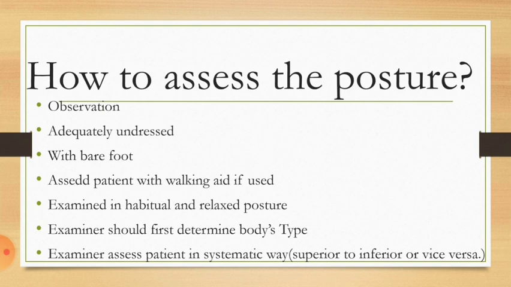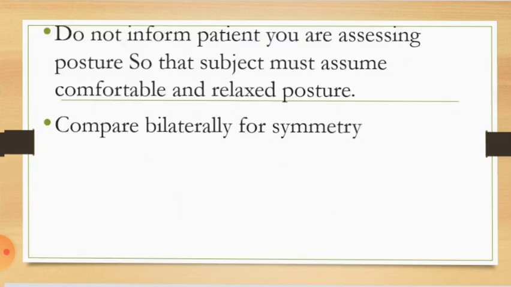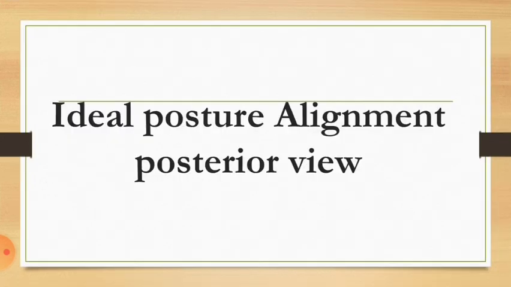The examiner assesses the patient in a systematic way, either superior to inferior or inferior to superior. Do not inform the patient you are assessing posture so that the subject assumes a comfortable and relaxed posture. Compare bilaterally for symmetry. Now, ideal posture alignment in posterior view.